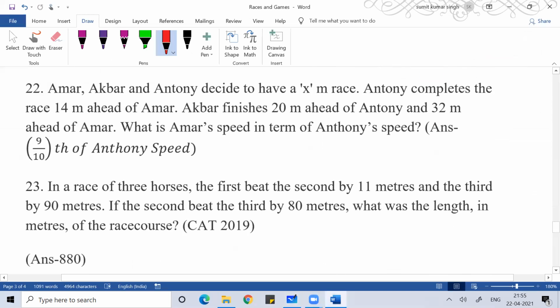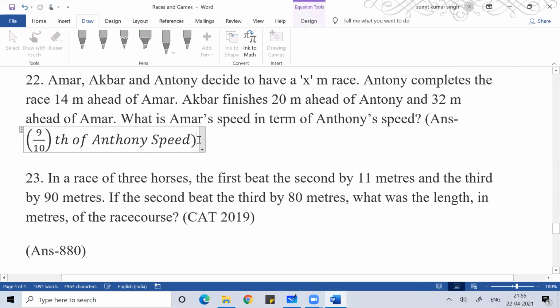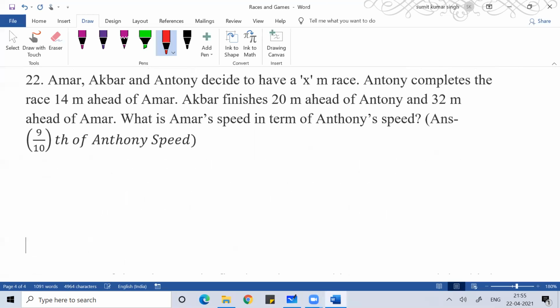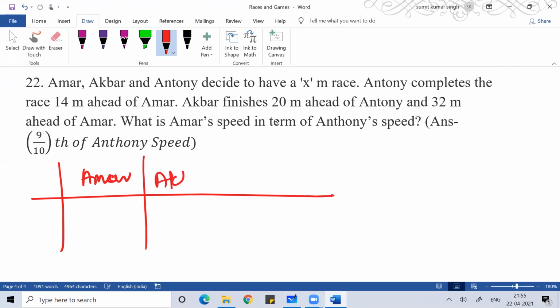Now you can see question number 22. Amar, Akbar, and Anthony decide to have a race. So you have Amar, you have Akbar, and then you have Anthony. They decide to have an x meter race.